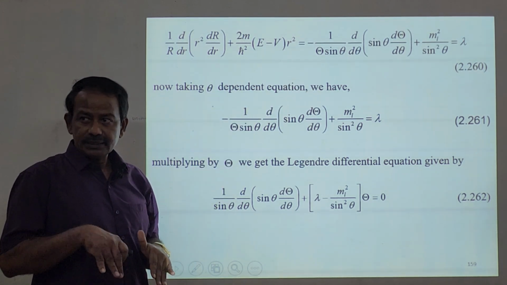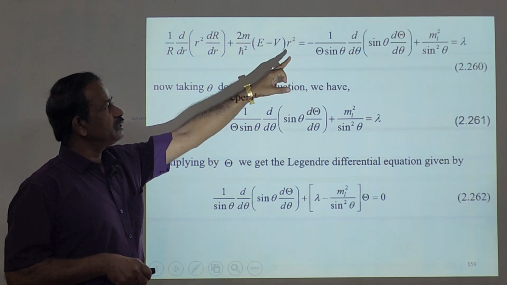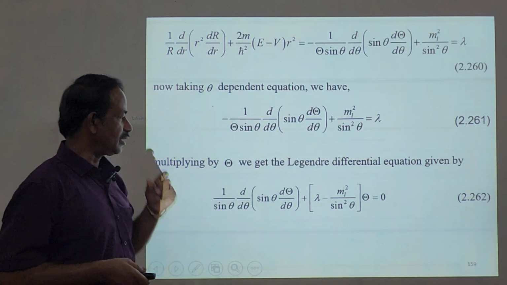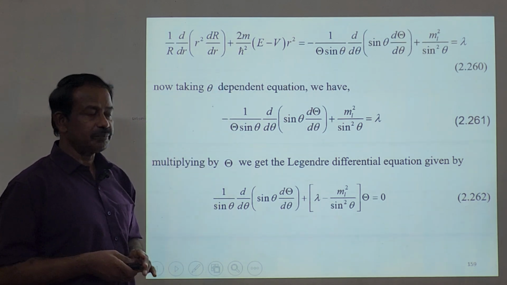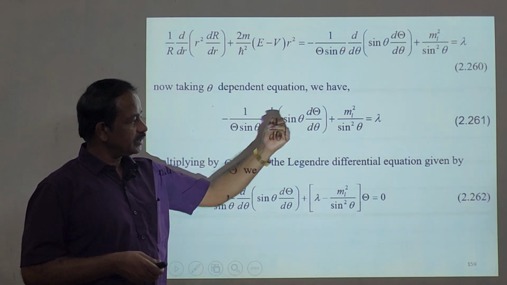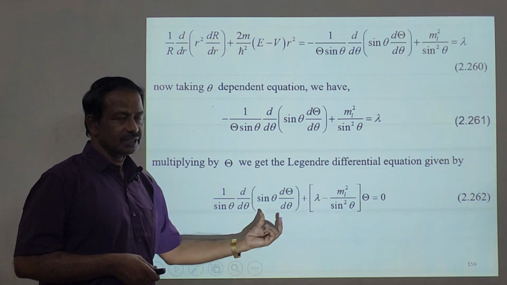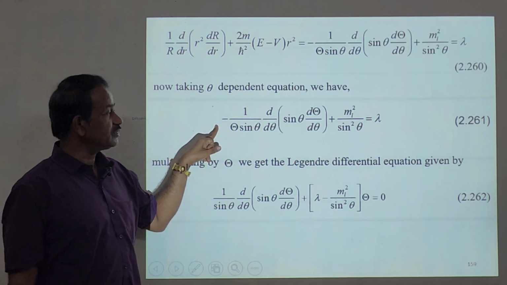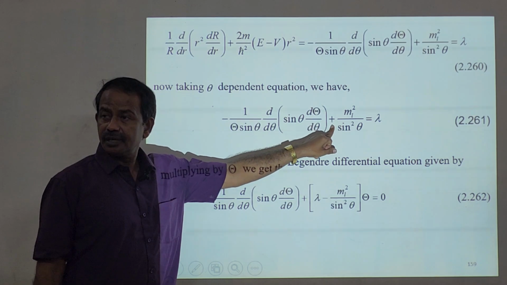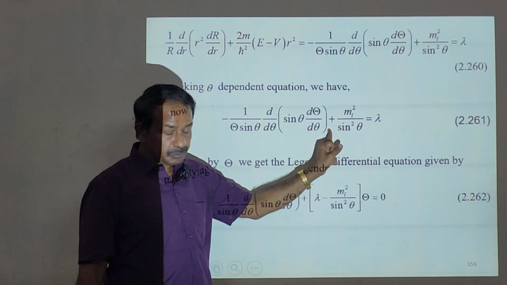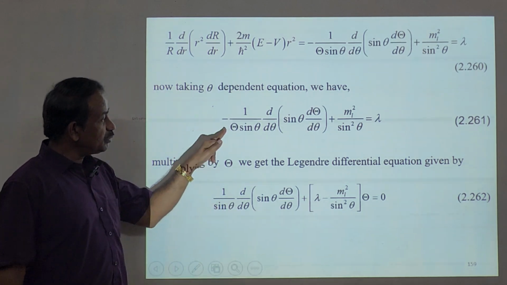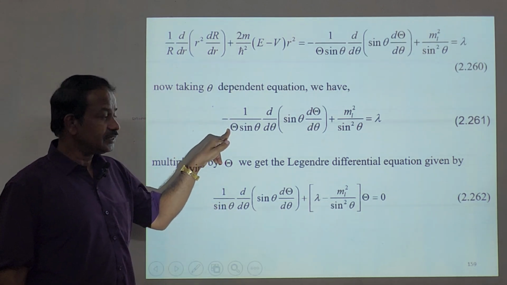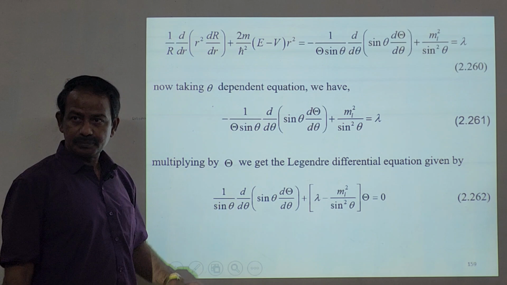Now we are going to have the theta part. So this term will be equal to lambda. Rearranging, just multiply by the minus sign and bring that lambda term to this side. Just multiply with the minus sign, this will become plus, this will become minus, this will become minus. You bring this term here, so this will become plus, so lambda minus this term. Multiply throughout by theta, that will give you this term, okay?